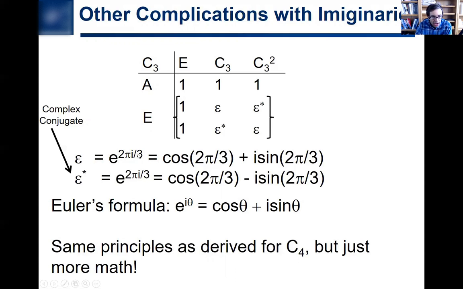So e to the 2 pi i divided by 3 gets you this. And the complex conjugate of that is the same number, so epsilon star, which is this plus turned into a minus. And so all this works, all the vectors work, they're orthonormal, all the rules work, right? We have 3 rows and 3 columns. And so all those different properties work, but it's just a lot more complicated math. So we're not going to worry about it in this course, but at least now if you're curious, you know where this all comes from.